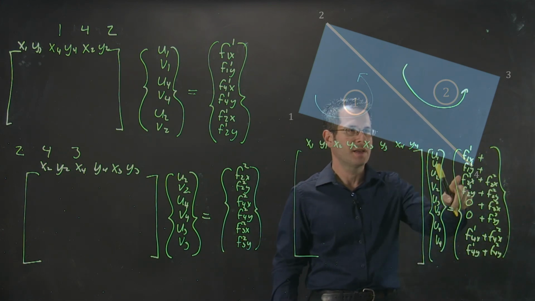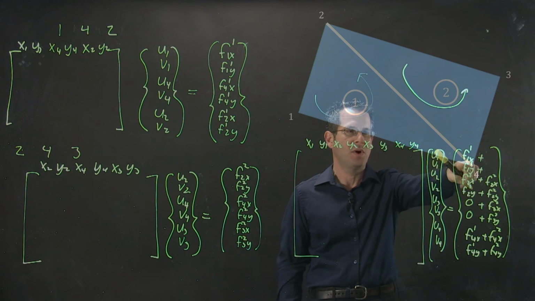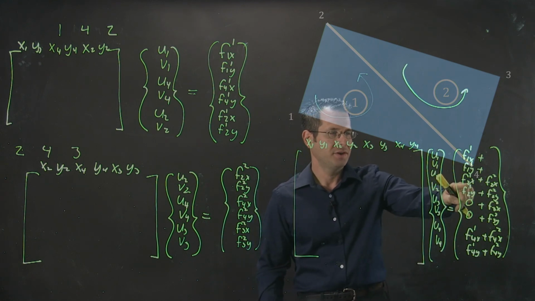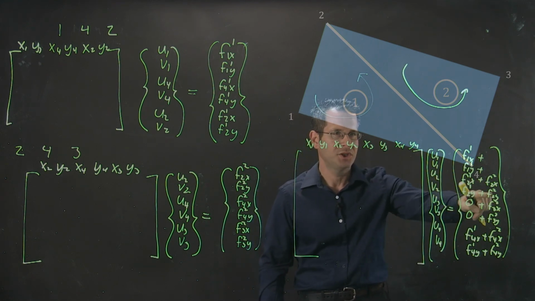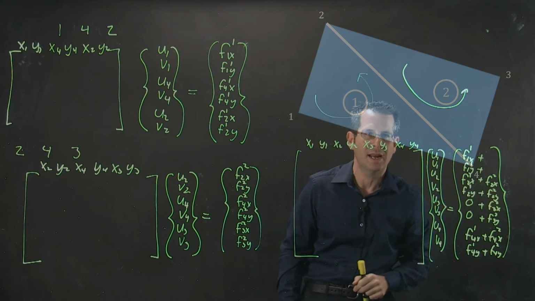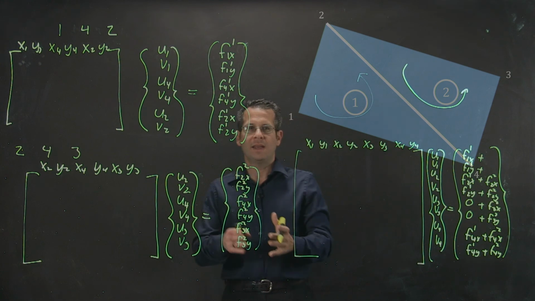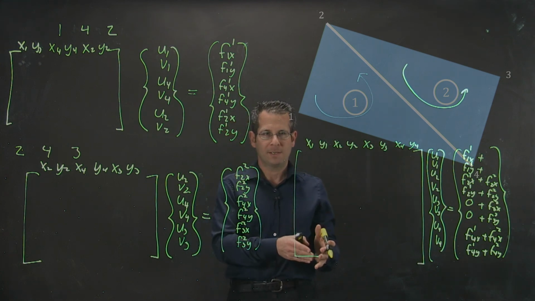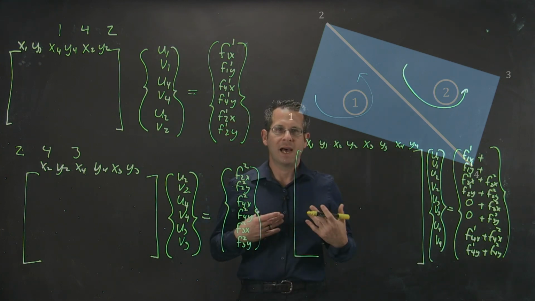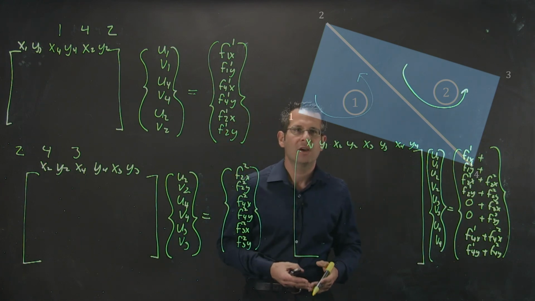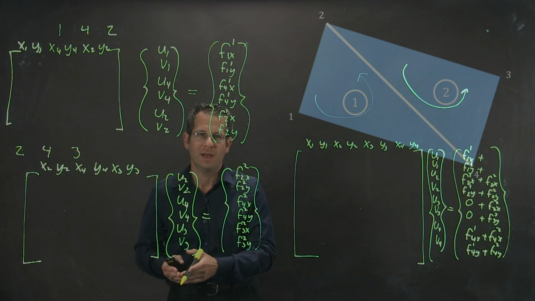I can also think of these globally as capital F1x, capital F1y. This would be capital F2x, capital F2y, these two terms added together. This is not that dissimilar from what we've done in the one-dimensional bar and beam case. All right, that wraps up this lecture. In our next lecture, we'll start discussing rectangular two-dimensional elements.